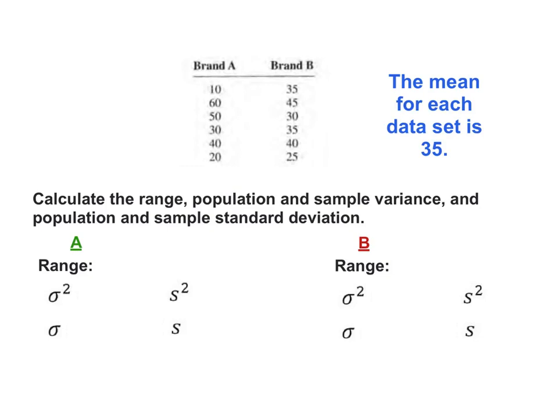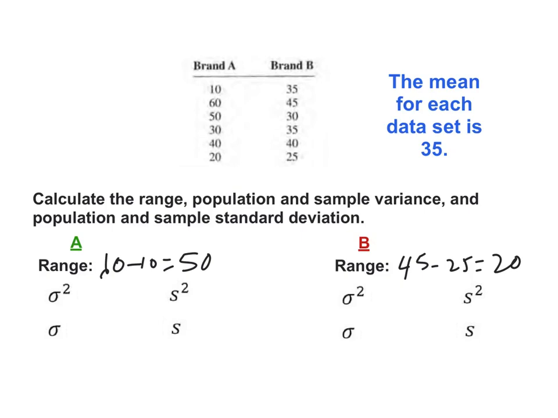All right, what is the range for A? Range for A, 50. How'd you get that? 60 minus 10, that's 50. Okay? The biggest minus the smallest. What about for B? 20. 45 minus 25. Okay?